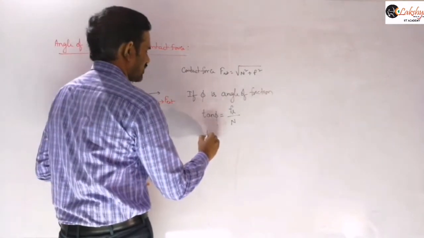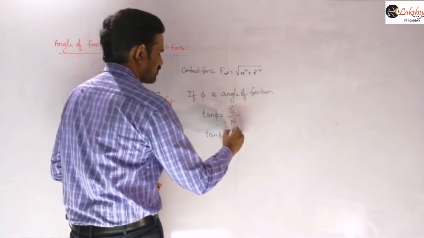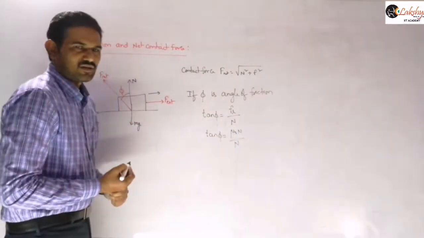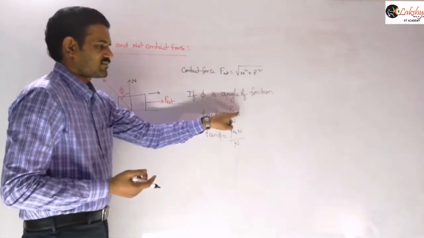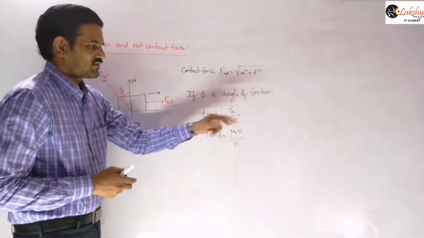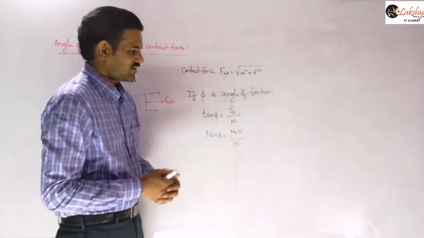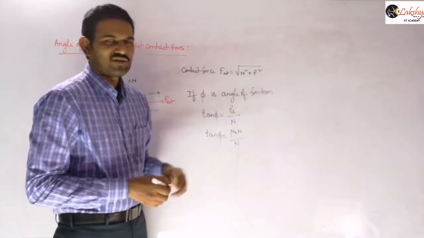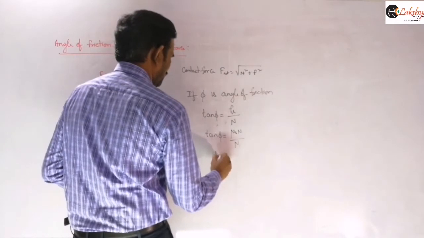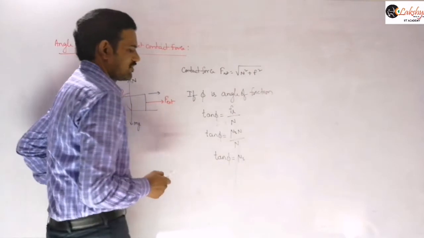And so now tan phi is equal to F limiting, which we can write as mu s into N, divided by N, right? In terms of the coefficient of friction, in the last class we explained this: the limiting friction is directly proportional to the normal reaction, and so we write it as mu s into N. Therefore tan phi is equal to mu s. You need to remember this relation here.